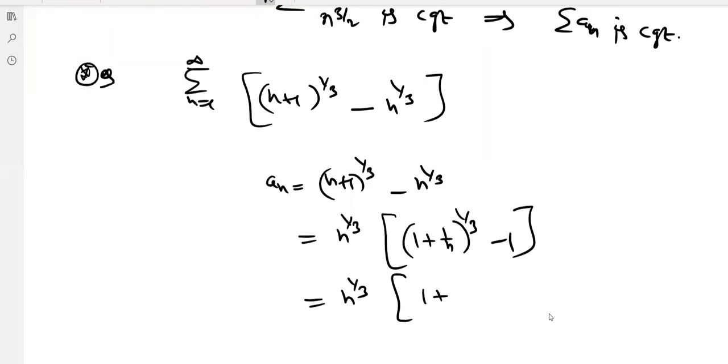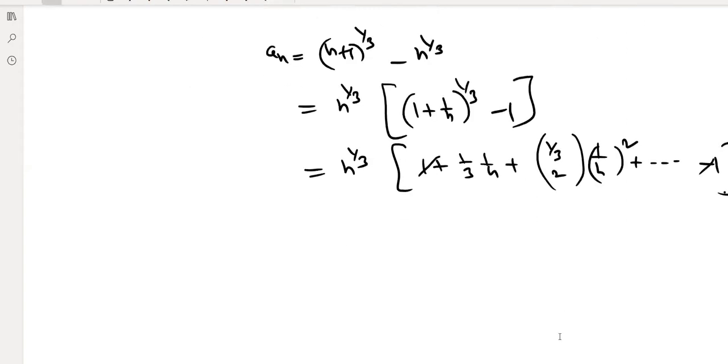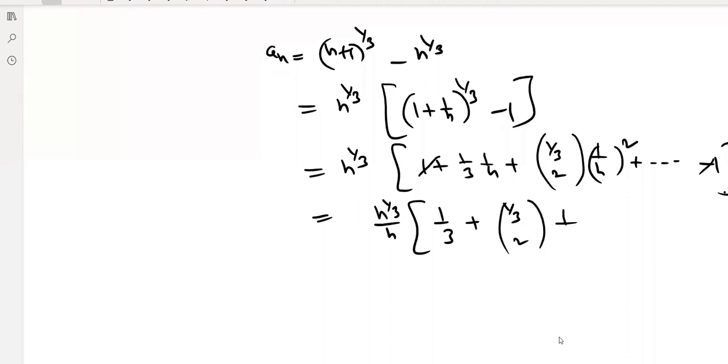This can be rewritten using the binomial expansion. So 1 plus 1 by 3 into 1 by n plus 1 by 3 C2 into 1 by n square, and so on, minus 1. The plus 1 and minus 1 cancel out. Simplification, nothing else. So what you get? Here 1 by n common out. So n power 1 by 3 times 1 by 3 by n plus 1 by 3 C2 by n square and so on. This is a finite sum.